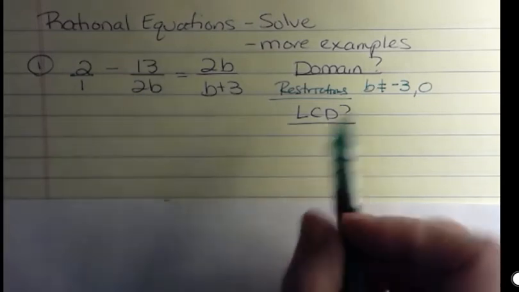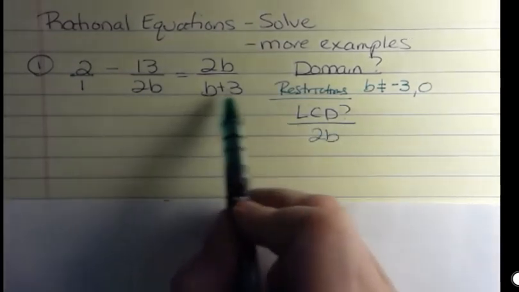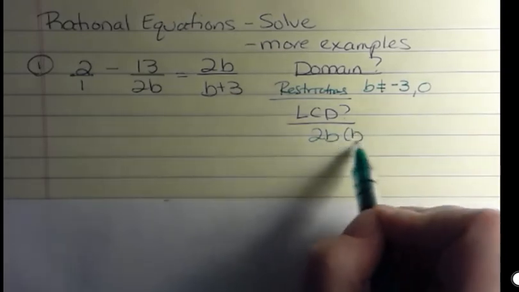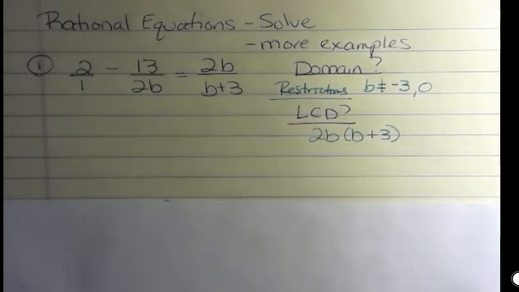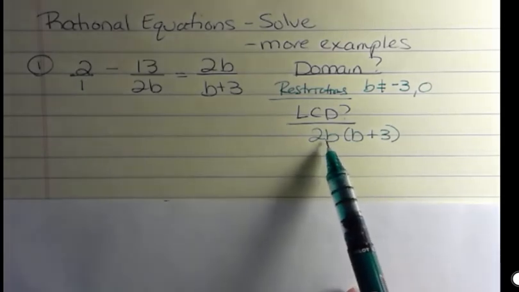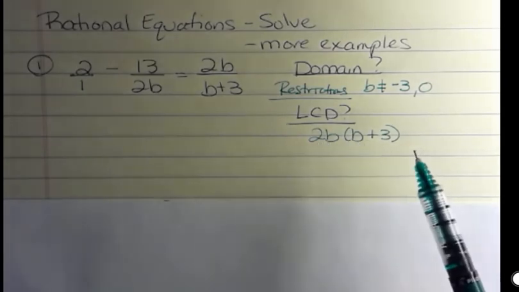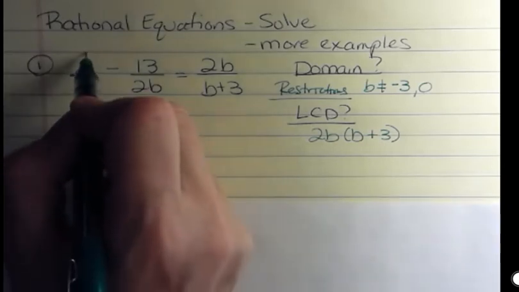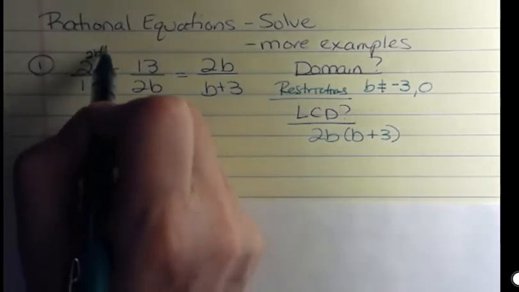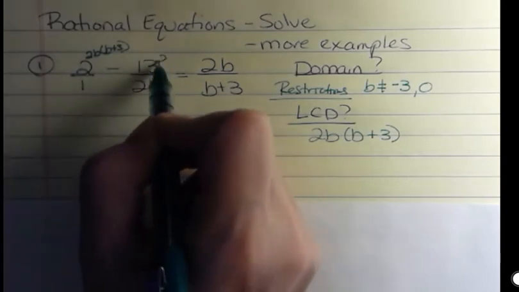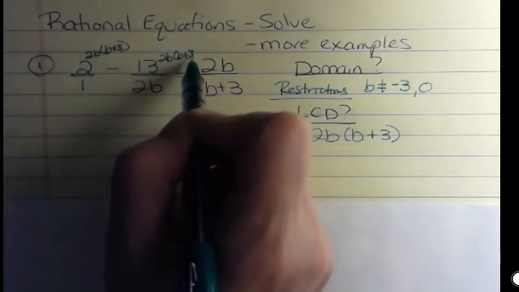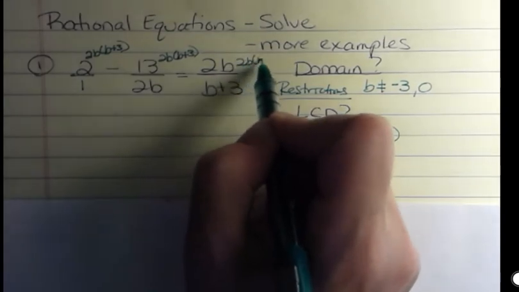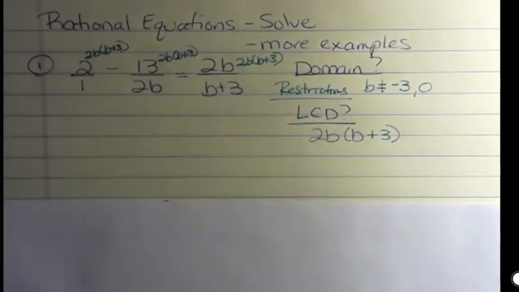Well, I have a 2b. And then I have a b plus 3, and those are 2 different numbers. If b happened to be 5, that would make that 10, and that would make that 8. Those are just different numbers, right? So my LCD is that. So what I want to do is multiply everything by my LCD. So I'm going to multiply by 2b, b plus 3, and here I'm okay to clear fractions because there's an equal sign and we can balance it out like that. So it's okay.